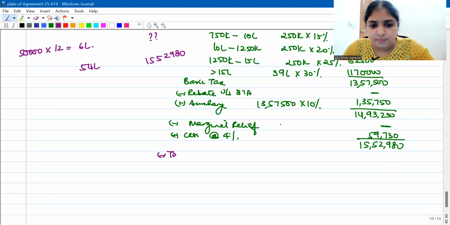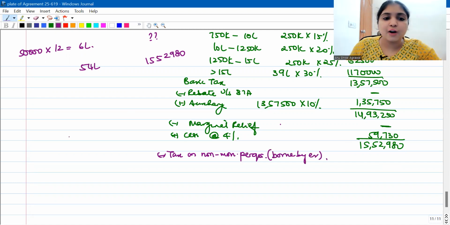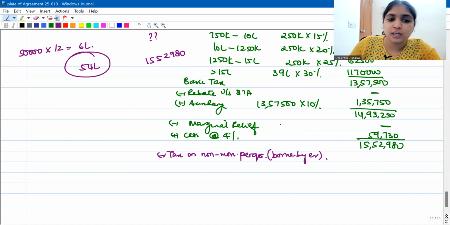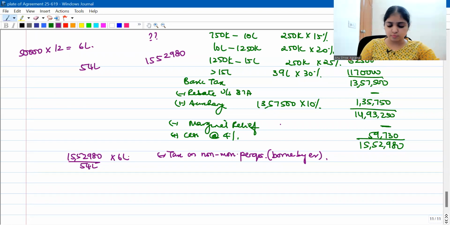So less tax on non-monetary perquisites. Why are we subtracting this? Because this is going to be borne by the employer in the question. How will we calculate? This is the tax that you've calculated for 54 lakhs income. So for 6 lakhs income, what will be the tax? Simple cross multiplication, guys. 15,52,980 divided by 54 lakh into 6 lakhs.